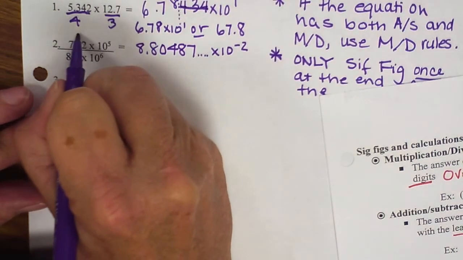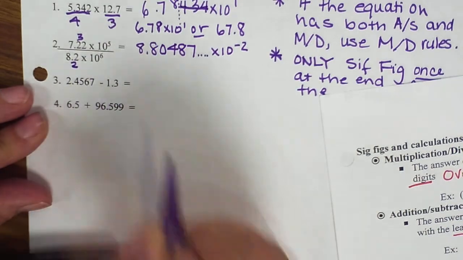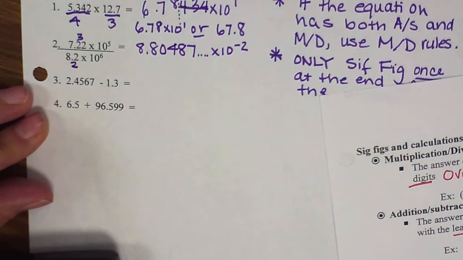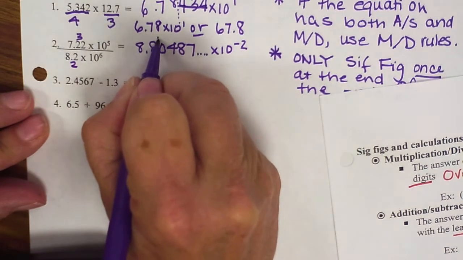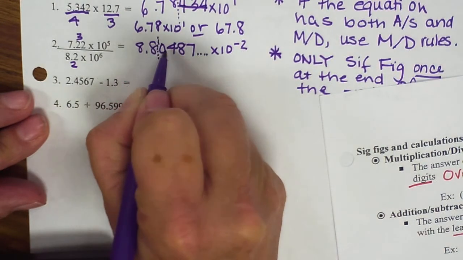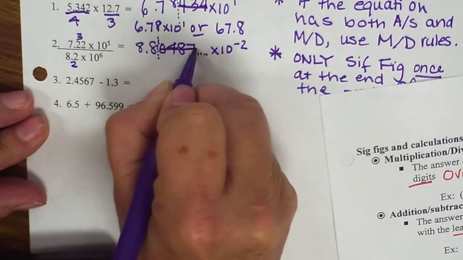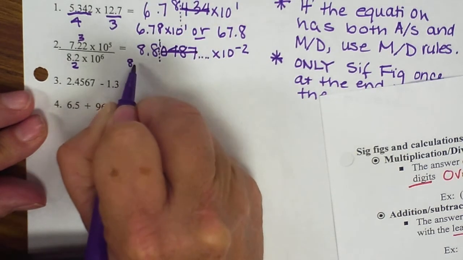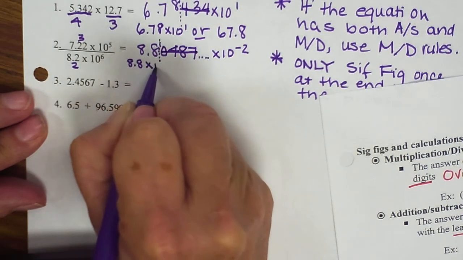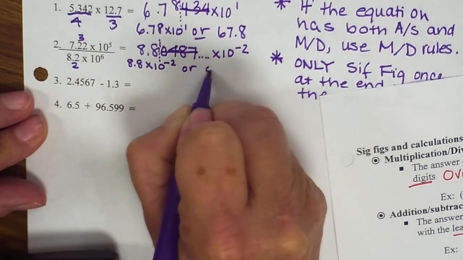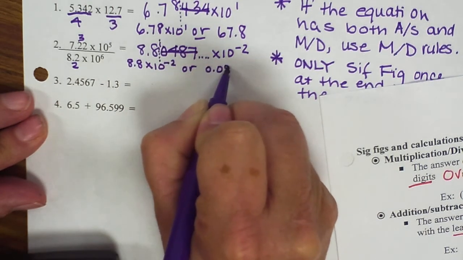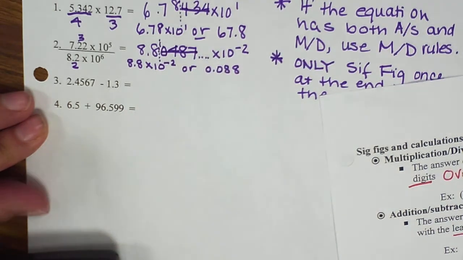So I see 3 here and 2 here. Lowest number, 2. So I'm going to draw my line. This is a 0. So I get 8.8 times 10 to the minus 2, or 0.088. Is that acceptable on a test?